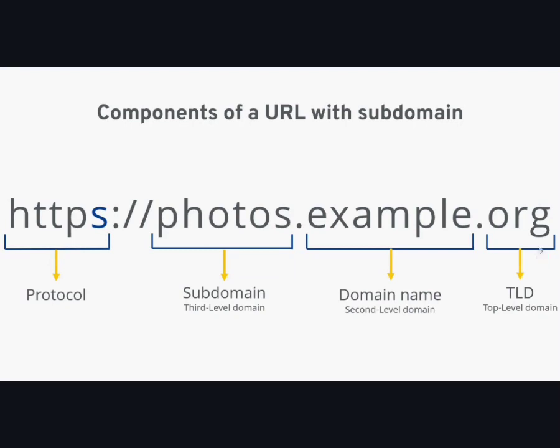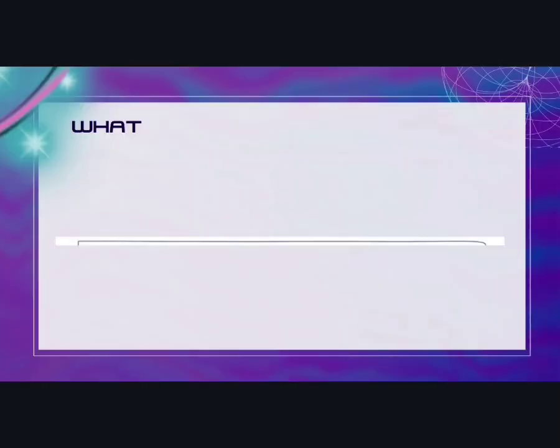So we can understand by this that example.org is the main domain name, and when they had the need of any subdomain, they took photos.example.org, which becomes the subdomain. Just like when we visit google.com, google.com is the main domain, and photos.google.com is the subdomain of google.com. So that's what subdomain means.